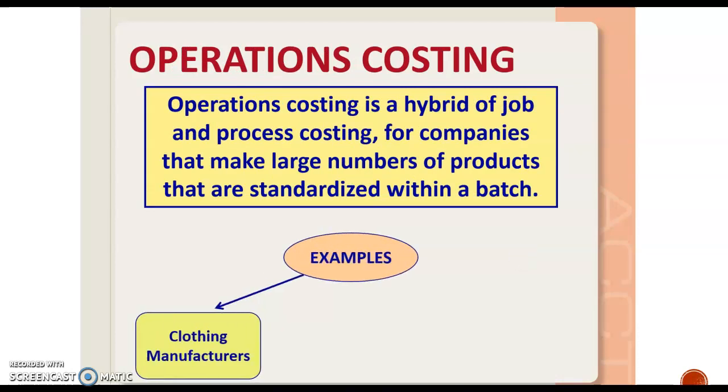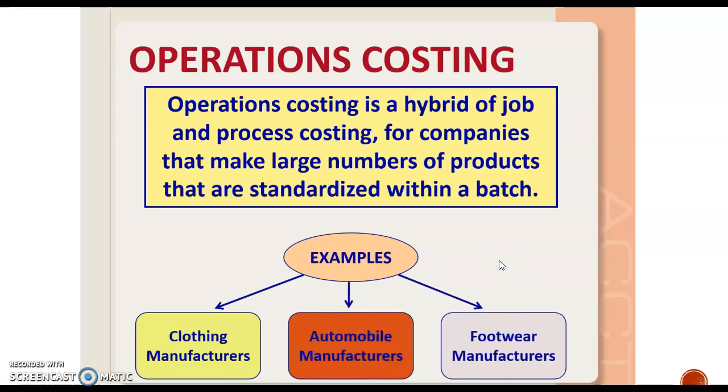Operations costing is a hybrid of job and process costing. It's for companies that make large numbers of products that are standardized within a batch, but then could be customized. So clothing manufacturers, automobile manufacturers, and footwear manufacturers. So when GM is making a certain type of car, it's going down the line, and they're all the same. Any particular model is all the same chassis and whatnot.